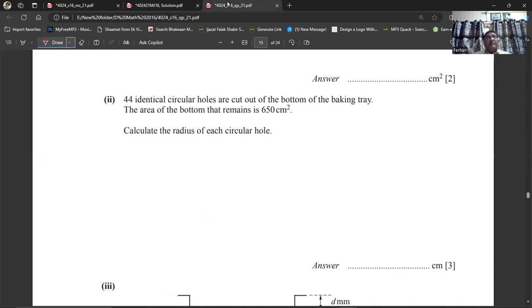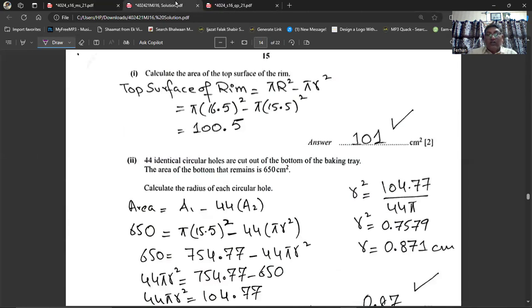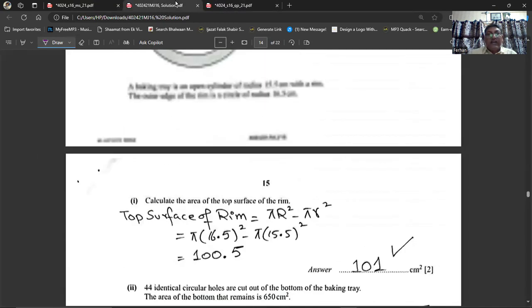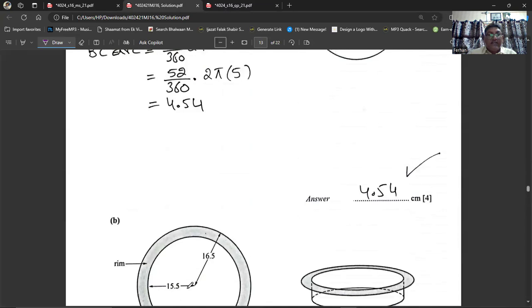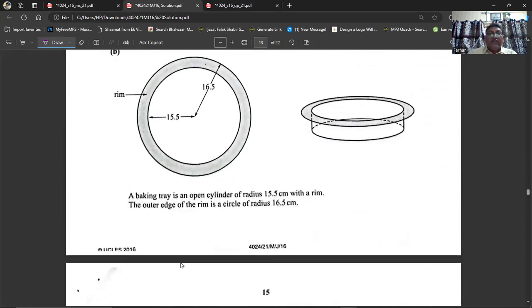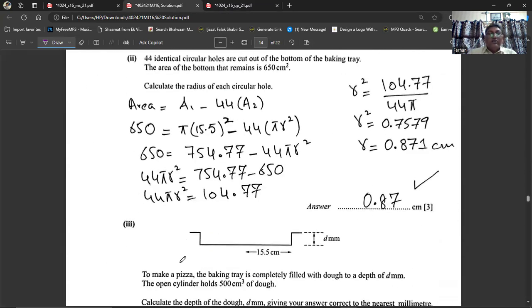So in that inner portion, they have made small circles, small holes in the shape of circles. And how many circles? 44. And our remaining area, when you have removed those circles, is given. So let me say that the area of the inner tray has radius 15.5. So A1 minus 44 A2, the area remaining, will be 650.